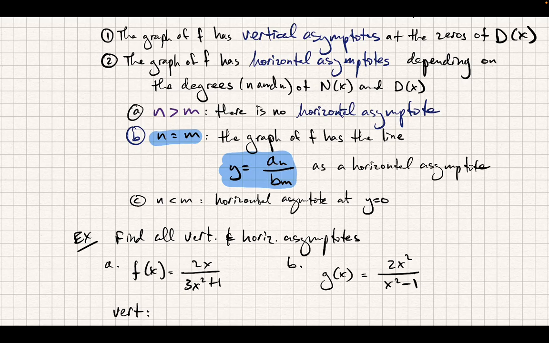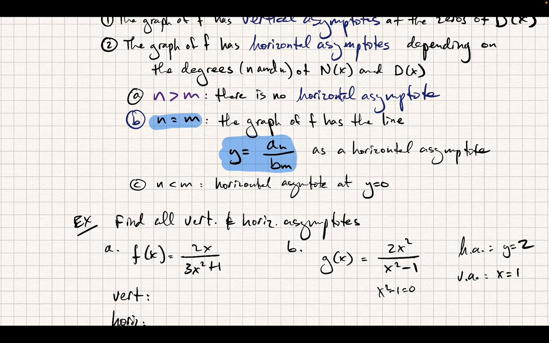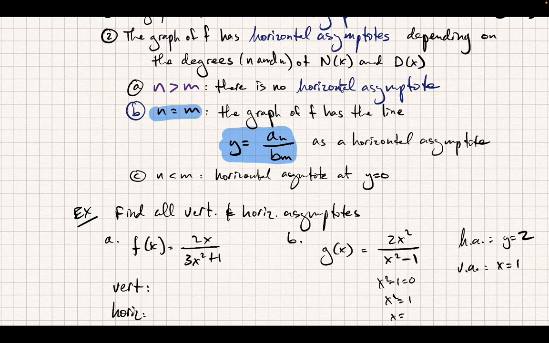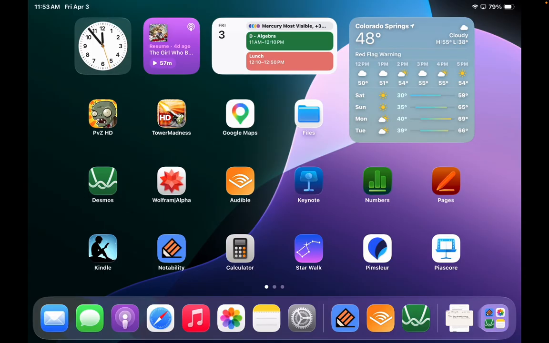That was for G, right? Yeah. So everyone who wrote horizontal and vertical asymptote, you wrote x equals 1 because you said x squared minus 1 equals 0, x squared equals 1, x equals 1. Let's check. 2x squared over x squared minus 1. So let's check.